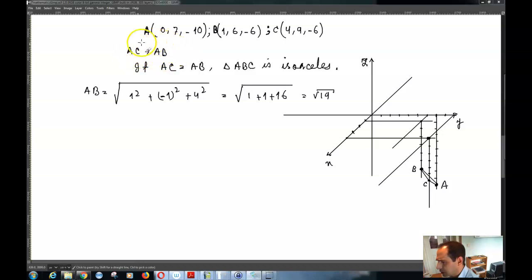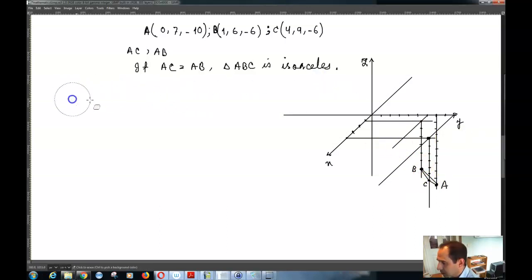No, I made a mistake here. I'm supposed to take AC and BC. I'm sorry. AC and BC. Okay. So then AC is equal to the square root of these 2 points.